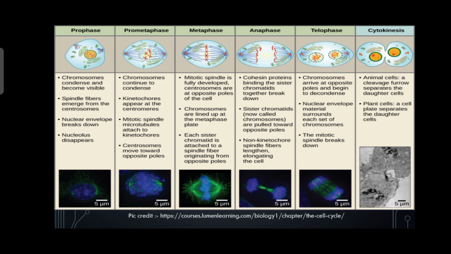All these stages you have already studied during your cell division, so I would not elaborate on it. You already know that it occurs in four stages. Here one more is added, which is prometaphase, and at last cytokinesis, where in animal cells a cleavage furrow separates the daughter cells. In plant cells, a cell plate separates the daughter cells. Since we are talking about only animal cells, we are concerned with the animal cell only.